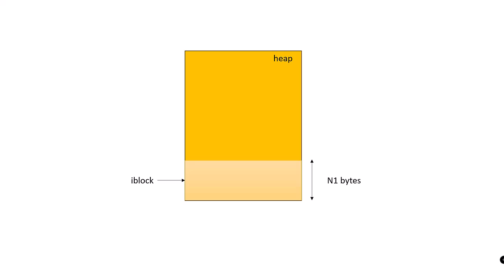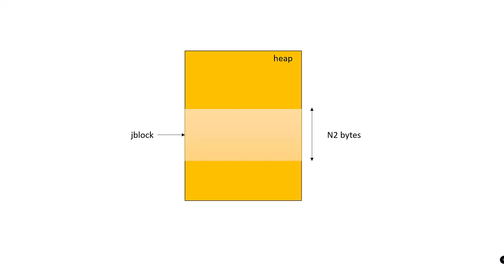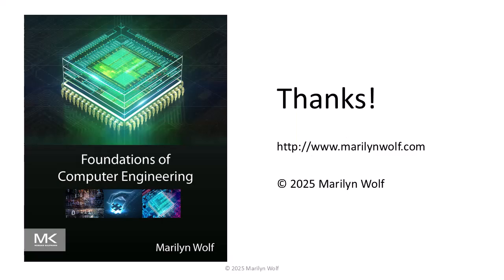The heap allows allocation and deallocation of storage that doesn't neatly conform to a scope. In this case, we've allocated a block of memory referred to by iBlock. We then allocate a different block of memory of a different size, referred to as JBlock. We can deallocate iBlock without touching JBlock.